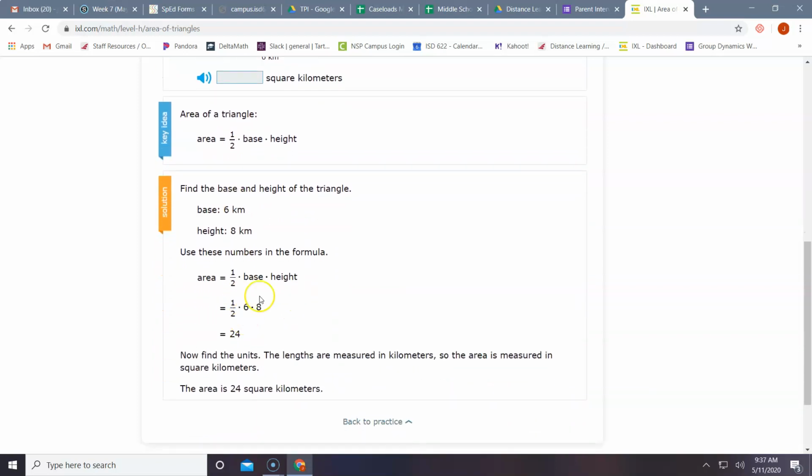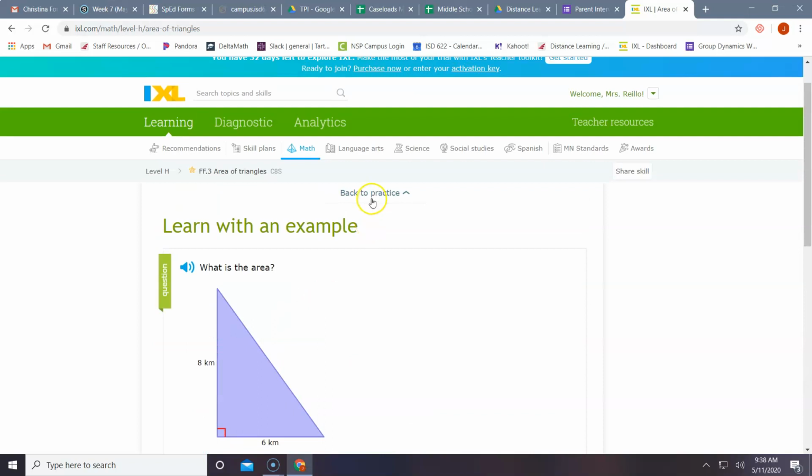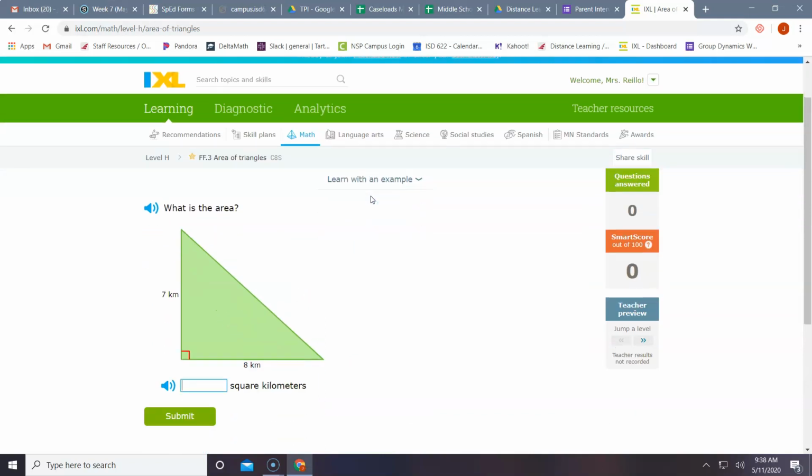So for this example, we're going to just plug in the information we know. Our formula is 1/2 times the base, which is 6, times the height, which is 8, and then we end up getting 24. So let's go ahead and go back to practice.